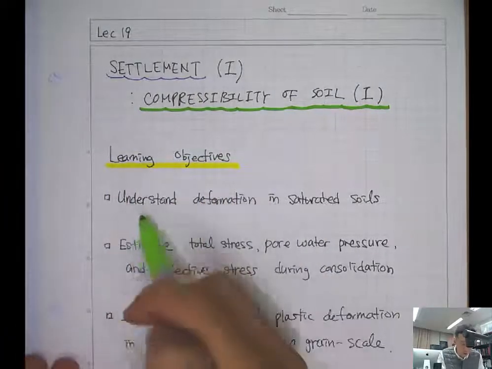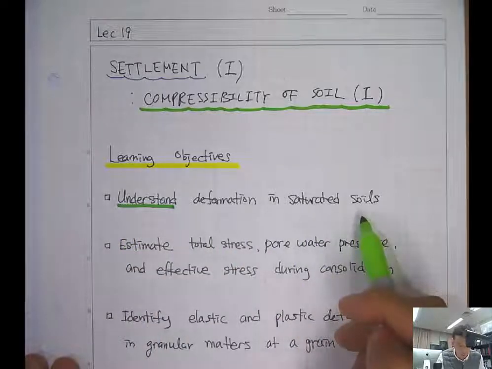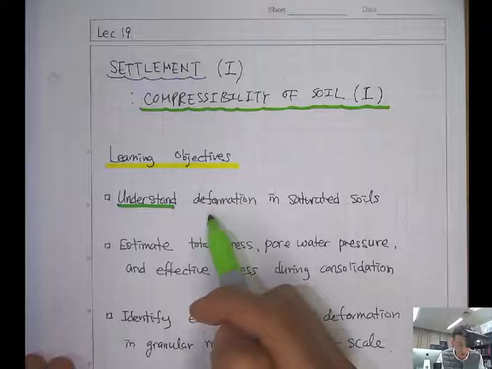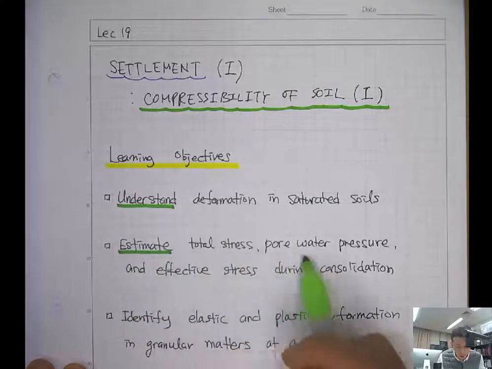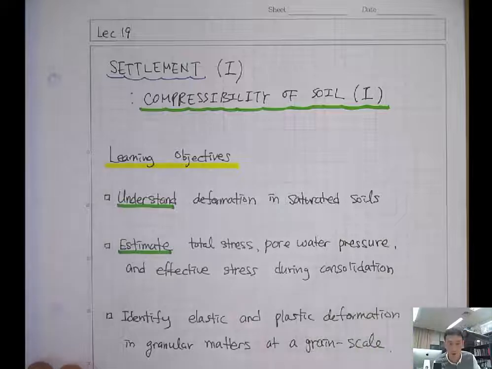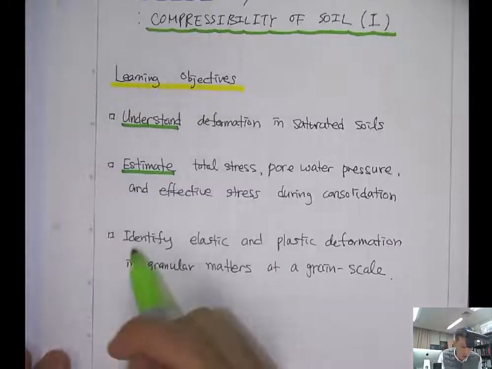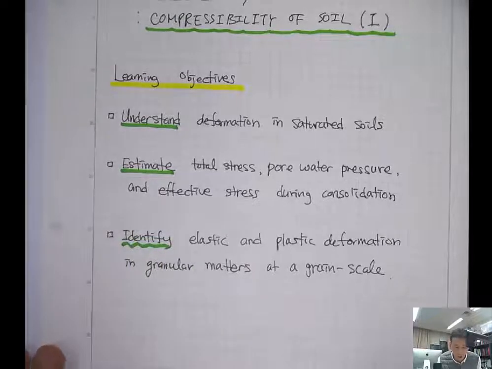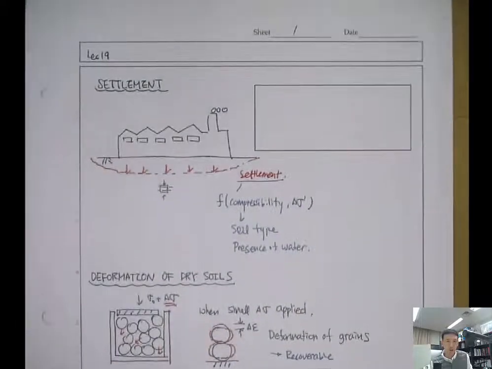So the learning objective of this class is to understand the deformation in saturated soil. So we'll see what causes the deformation and the mechanism of it, and estimate the total stress and pore water pressure and the effective stress during the consolidation, which is a type of deformation in saturated soil. And lastly, we're going to identify the elastic and the plastic deformation at the grain scale. So let's start.